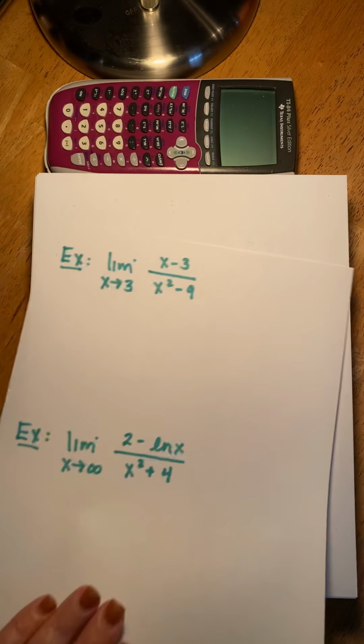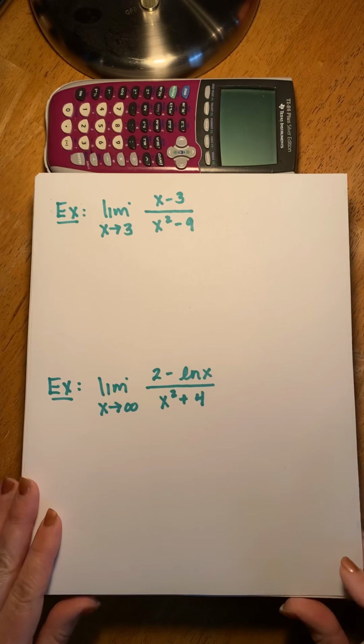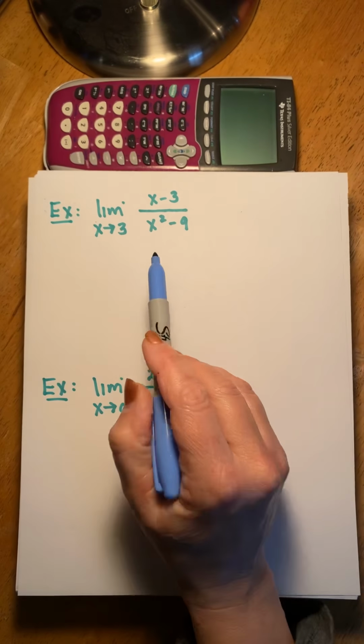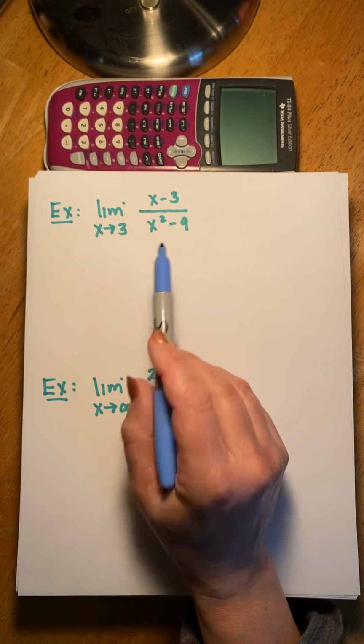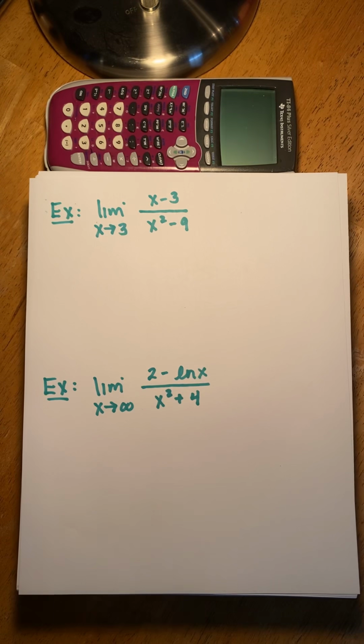All right, so a couple more. The limit as x goes to 3 of x minus 3 over x squared minus 9. You might notice that the denominator is a difference of squares. We could just factor this, x minus 3, x plus 3, cancel out the common factors and do direct substitution.